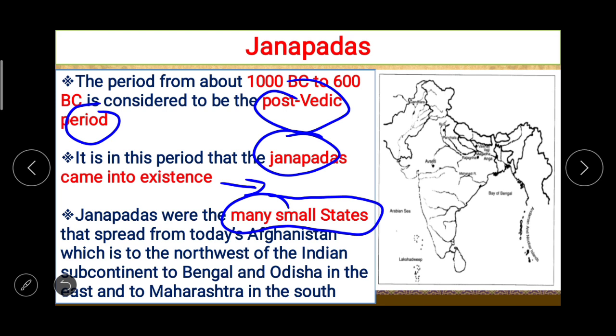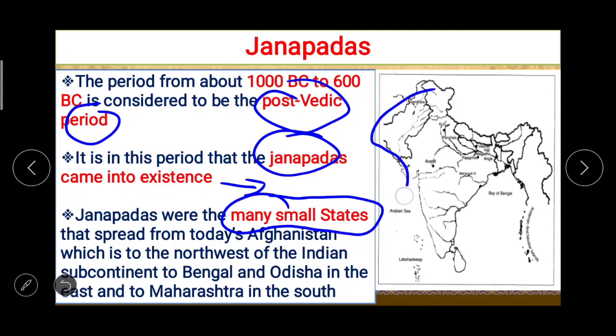Nowadays also in our country we have a number of states, like Maharashtra is one state, Gujarat, Uttar Pradesh, Bihar, Jammu and Kashmir, all these are the states in our country. Like that, in the ancient period also, many small states were there, and the states were known as Janapadas. These Janapadas spread from today's Afghanistan, which is to the northwest of the Indian subcontinent, to Bengal and Odisha in the east, and to Maharashtra in the south.